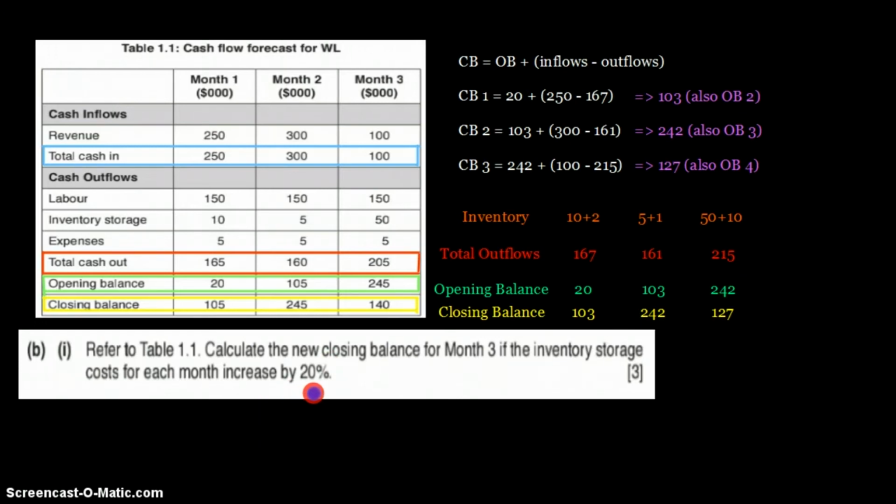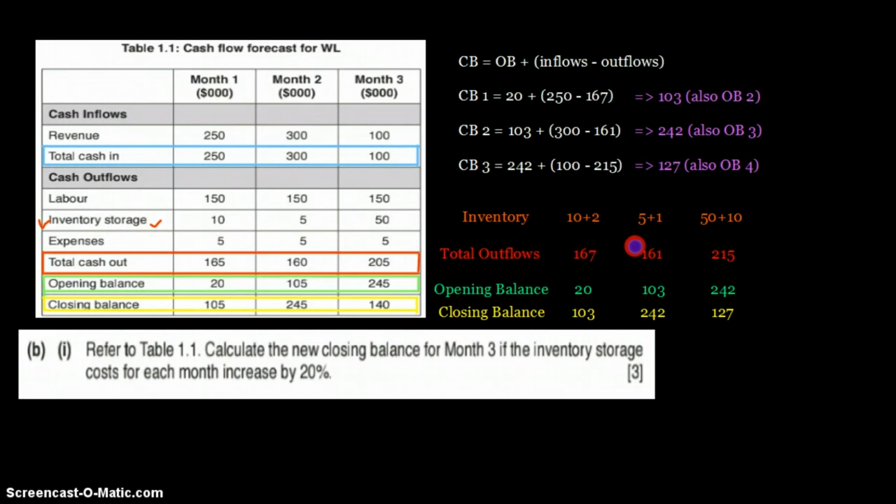Now this is the question I was referring to, that sometimes questions may come where they only make a small change and that causes a big impact on the overall result. In this particular question, the change that they have made is this inventory storage. They have changed this inventory storage. How much? 20%. So 20% of $10,000 is $2,000. So I've added that over here.